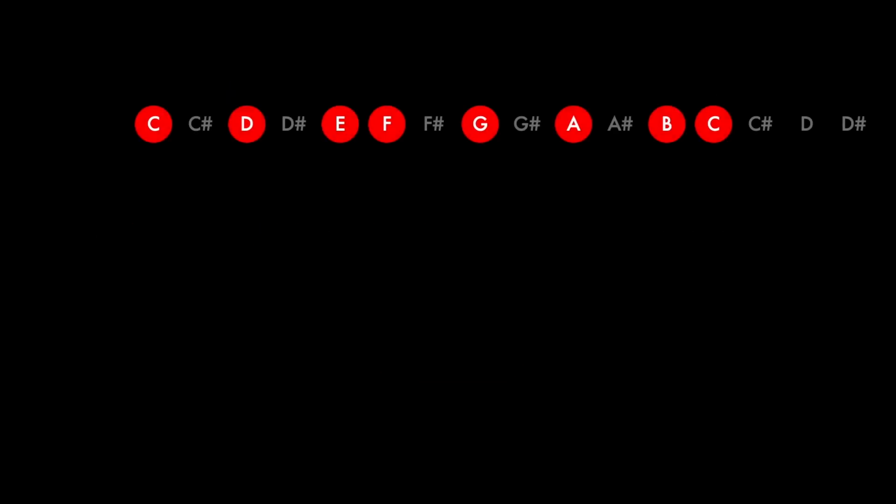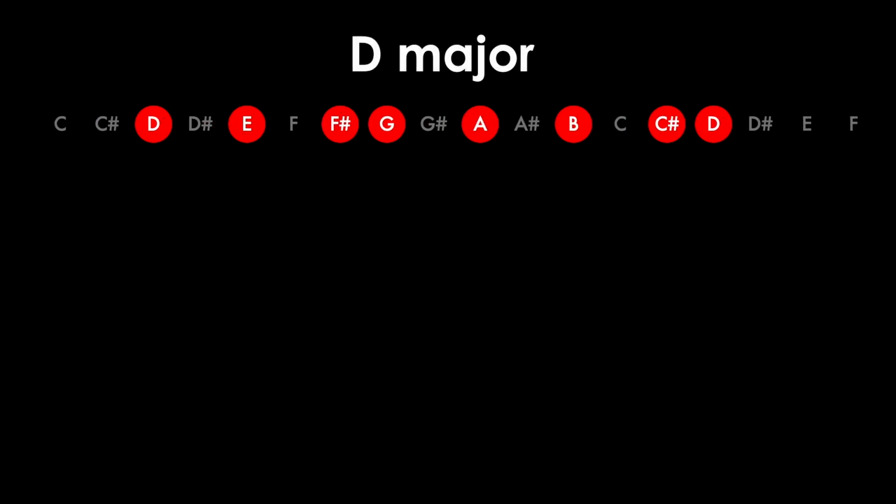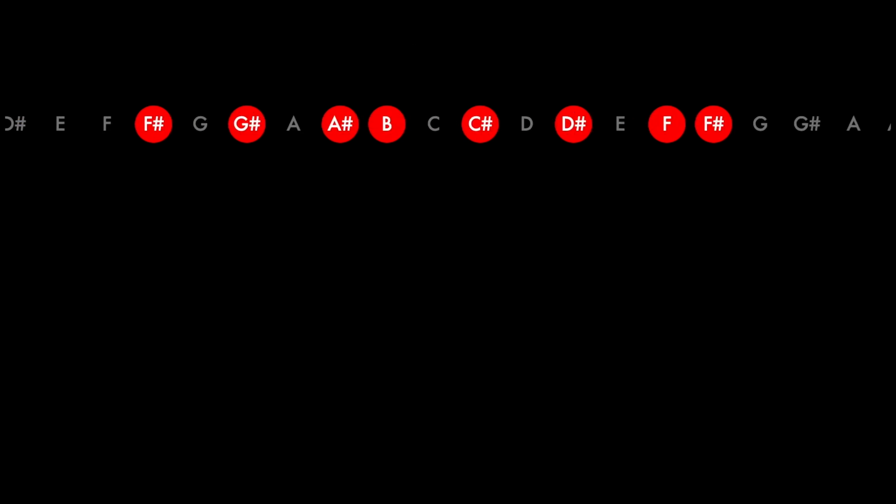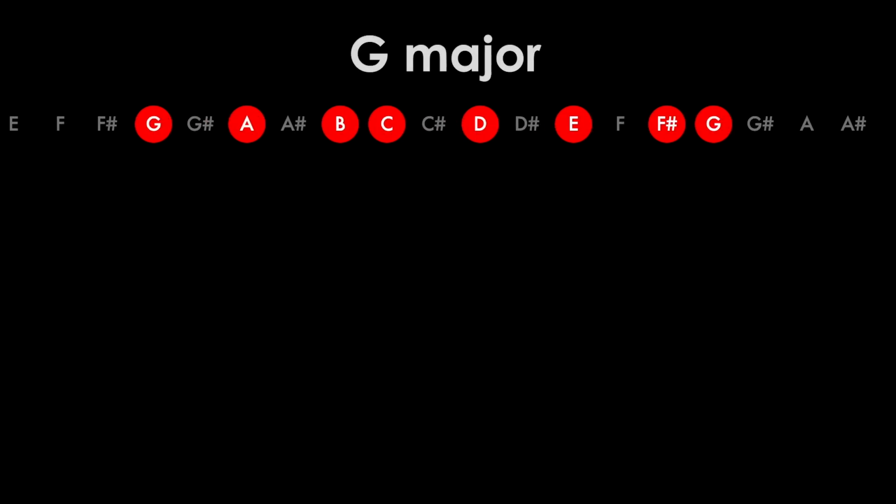We can visualize it by keeping the red circles in place and moving all of the notes one step to the left, wrapping around. So now we're looking at the C major scale, but if we shift all the notes 2 steps to the left, we now have the D major scale, the one with the 2 sharps. If we shift 1, 2, 3, 4, 5 steps to the left, we get the G major scale, the one with the F sharp in it.